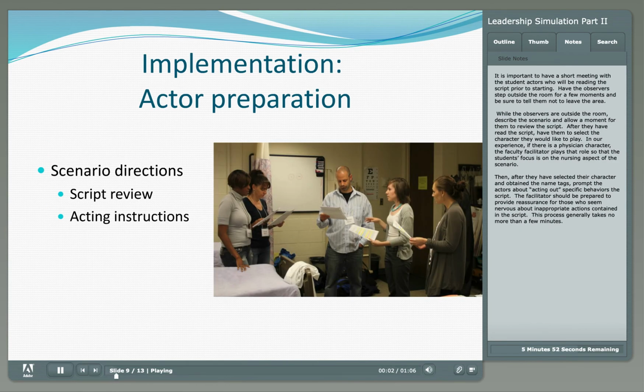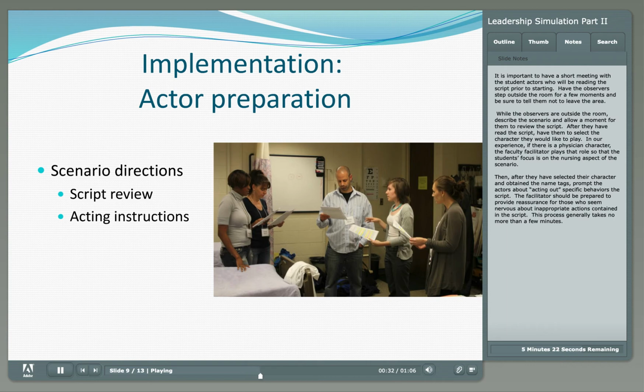Implementation. Actor preparation. It's important to have a short meeting with the student actors who will be reading the script prior to starting. Have the observers step outside the room for a few moments and be sure to tell them not to leave the area. While the observers are outside the room, describe the scenario and allow a moment for them to read the script. After they've read the script, have them select the character they would like to play.